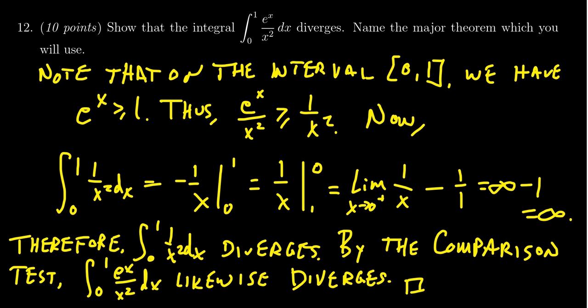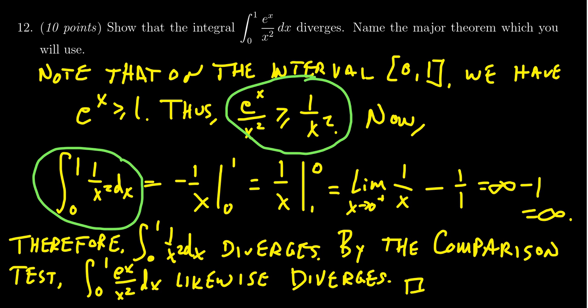The things that you need to see here is, first of all, to use the comparison test, you need a comparison. You need to compare your function to something smaller if you want it to be divergent, or you compare it to something bigger if you want it to be convergent. That comparison should be valid on the interval that you're considering here. Once you have the comparison, then you compute the improper integral for the one you're comparing to and argue that it's either convergent or divergent. And then once you know that, you invoke the comparison test to show that yours is also likewise divergent or convergent, depending on which direction you're going. So those are the three ingredients you need. You need a comparison, you need to evaluate the integral you're comparing to, and then you invoke the comparison test to get that the integral you care about is either convergent or divergent.